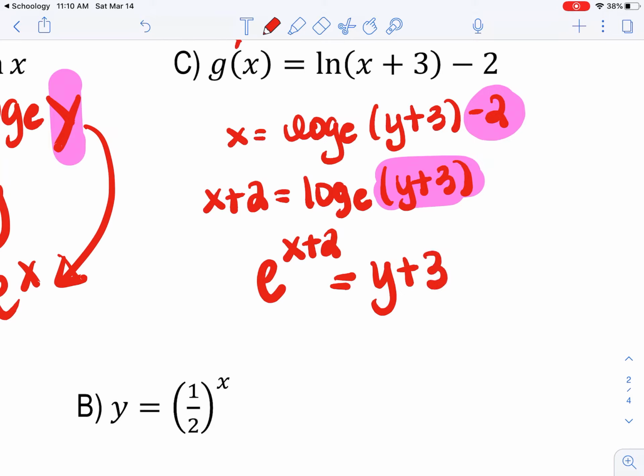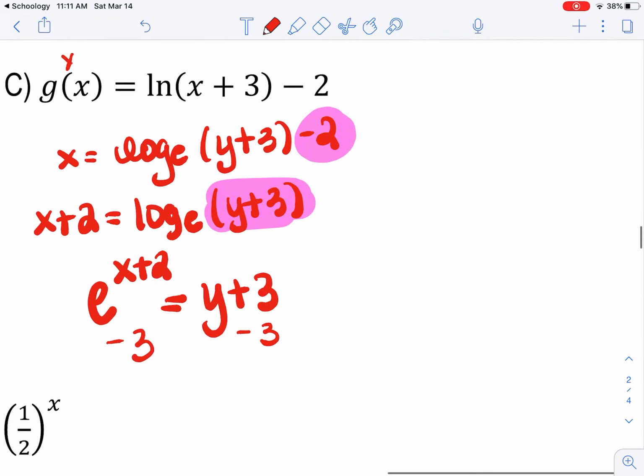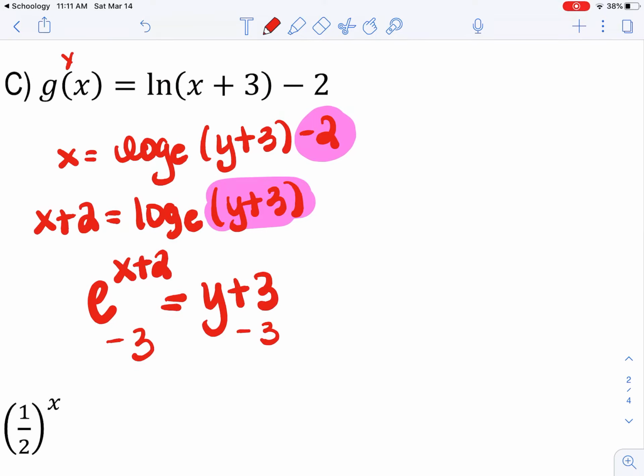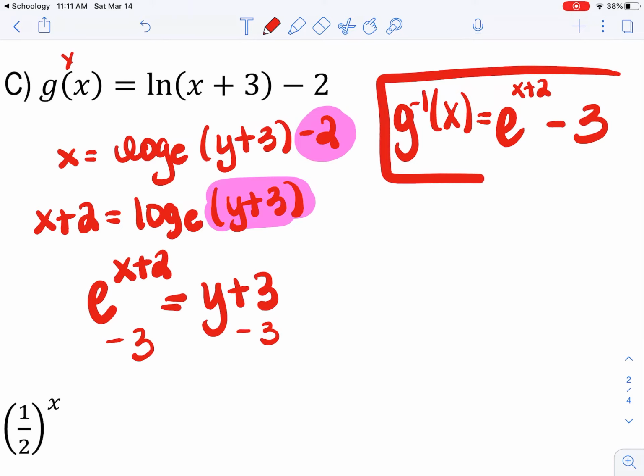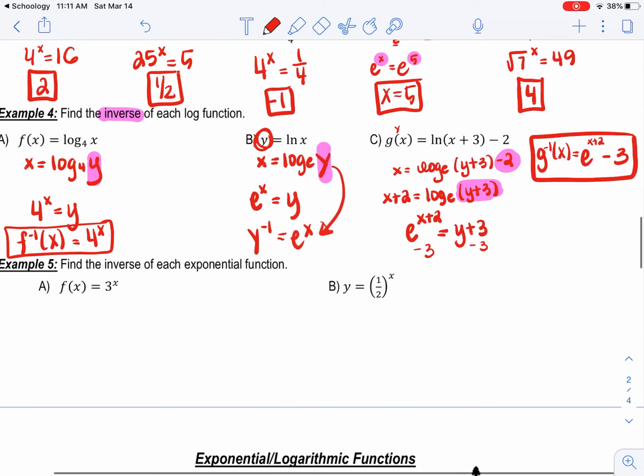So this one's almost done, but notice that the equation has to be solved for y. So the very last thing I'm going to do is subtract 3 from both sides. And now I can write my final answer. Instead of writing y equals, I'll skip that step, and I'm going to say g inverse of x equals e to the x plus 2, which is my exponent, and then minus 3. And there's my final answer.